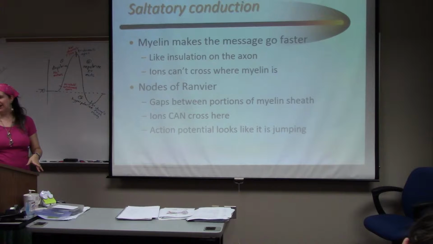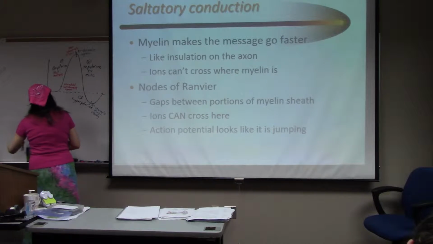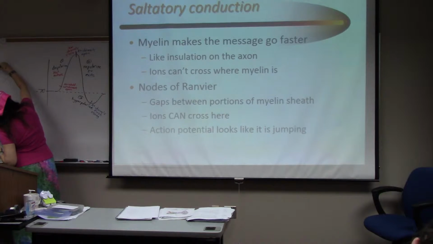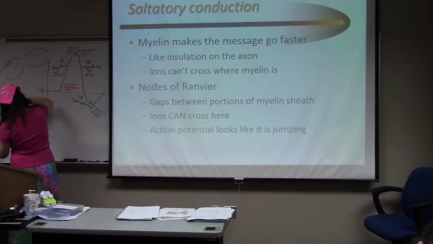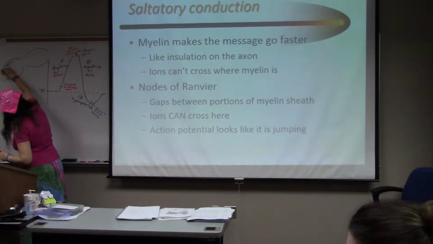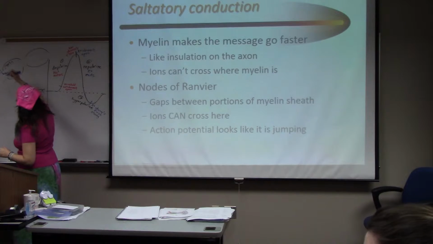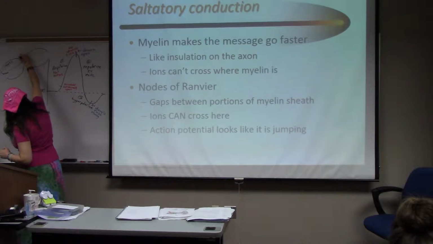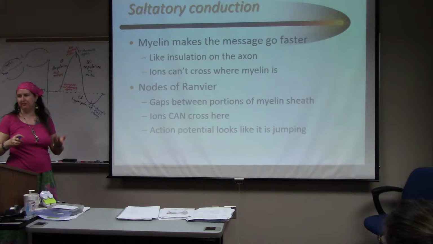Now, if we have myelin, it makes the message go faster. Here's how that works. It's kind of like insulation. Ions can't cross where the myelin is. So when the sodium comes in, instead of just going a short way and opening another channel, it flows faster and further, and opens a channel in this spot between myelin, which is called a node of Ranvier.